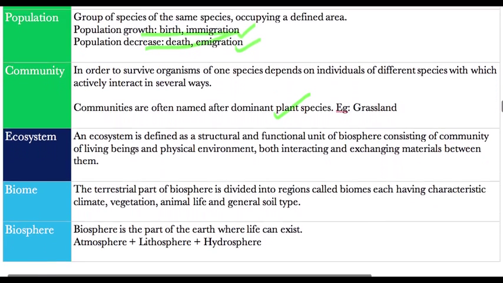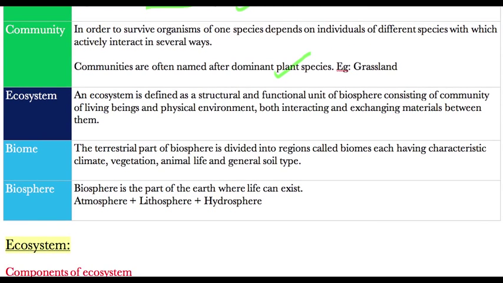So after community we have ecosystem. This is the topic which we will be dealing with in this chapter. An ecosystem is defined as the structural and functional unit of biosphere consisting of a community of living beings and physical environment, both interacting and exchanging material between them. So we will deal in detail with ecosystem.